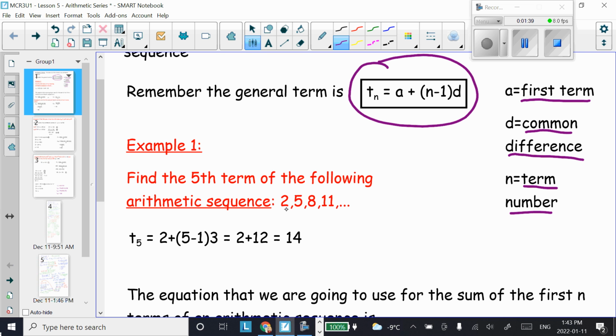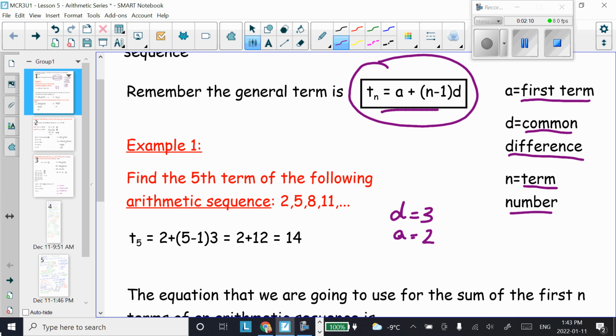For this sequence here, we have 2, 5, 8, 11. We can see that they're increasing by 3, so our d is equal to 3. Our a, which is the first term, is equal to 2. And you could continue the pattern to find the next number to be 14, right? Because they're going up by 3. But I'm going to use the equation T5 to show my work.